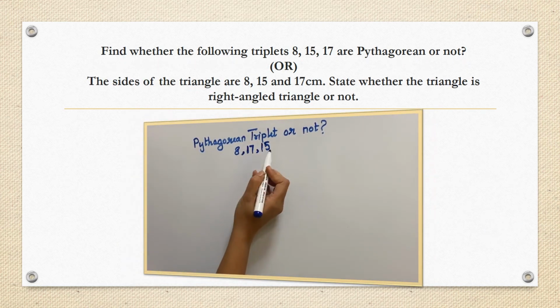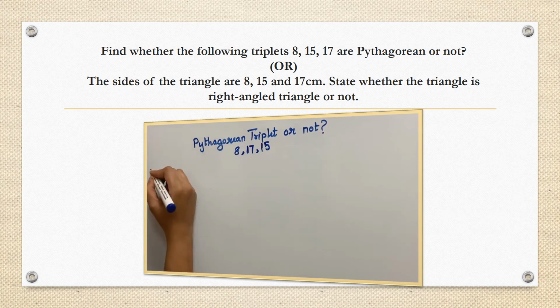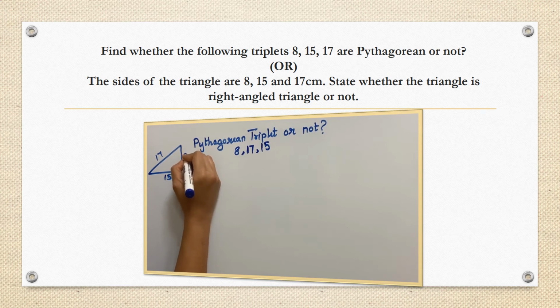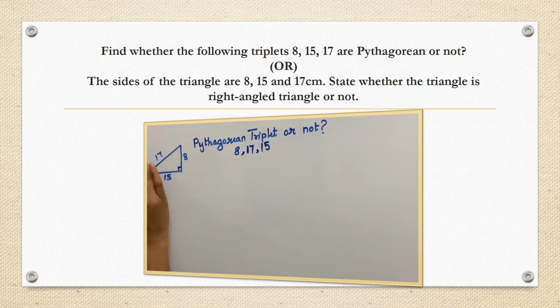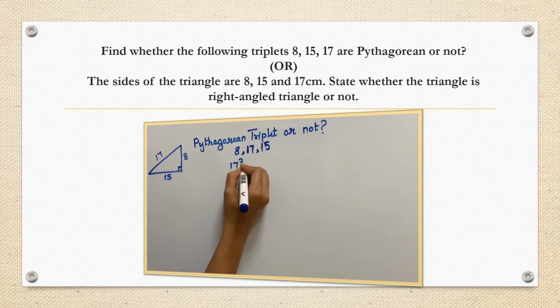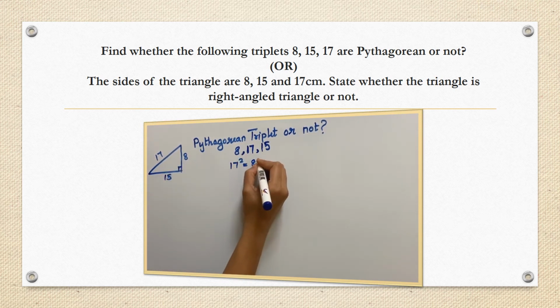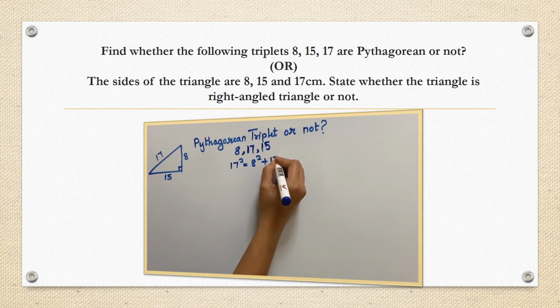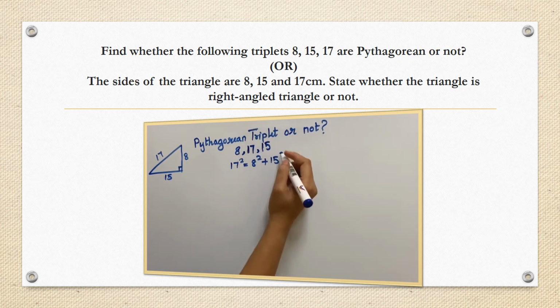Is 8, 17, 15 a Pythagorean triplet or not? To find out, take the biggest measurement among these three, 17. So 17 is the hypotenuse, the longest side, and the other two sides are the legs. Take one leg as 15, the other leg as 8, and here 90 degrees. The hypotenuse square is equal to the sum of the squares of its legs. If they are equal, then these three numbers are a Pythagorean triplet.